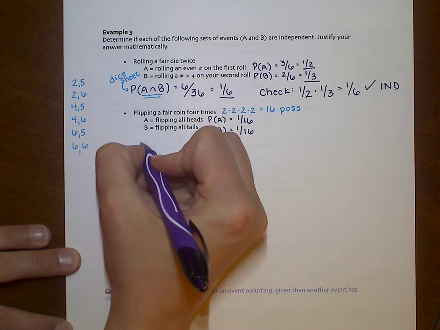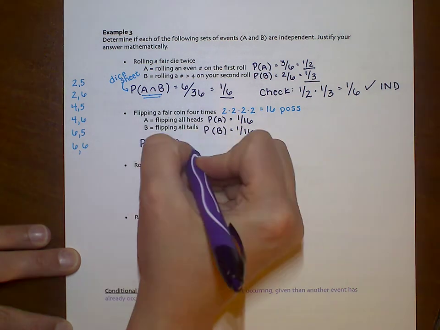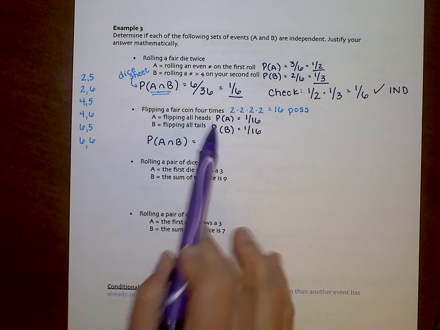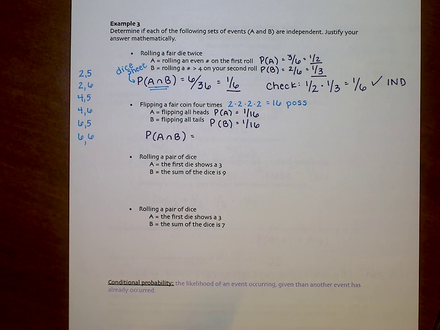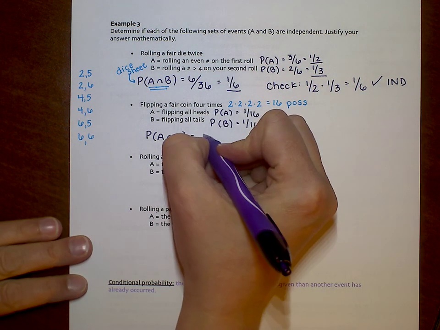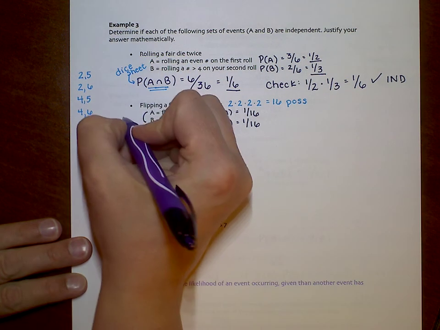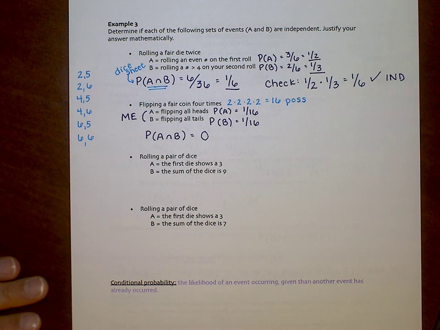Okay, so now the intersection is always the tricky part. Out of those 16, how many of those combinations would have all heads and all tails at the same time? Think on that for a second. I'll say it again. Out of those 16 possibilities, how many of them would be 4 heads and 4 tails at the same time? If you're confused by that, it's probably because it's a big fat 0. These two things can't happen at the same time. These two things are mutually exclusive. It's not possible for me to have 4 heads and 4 tails at the same time.